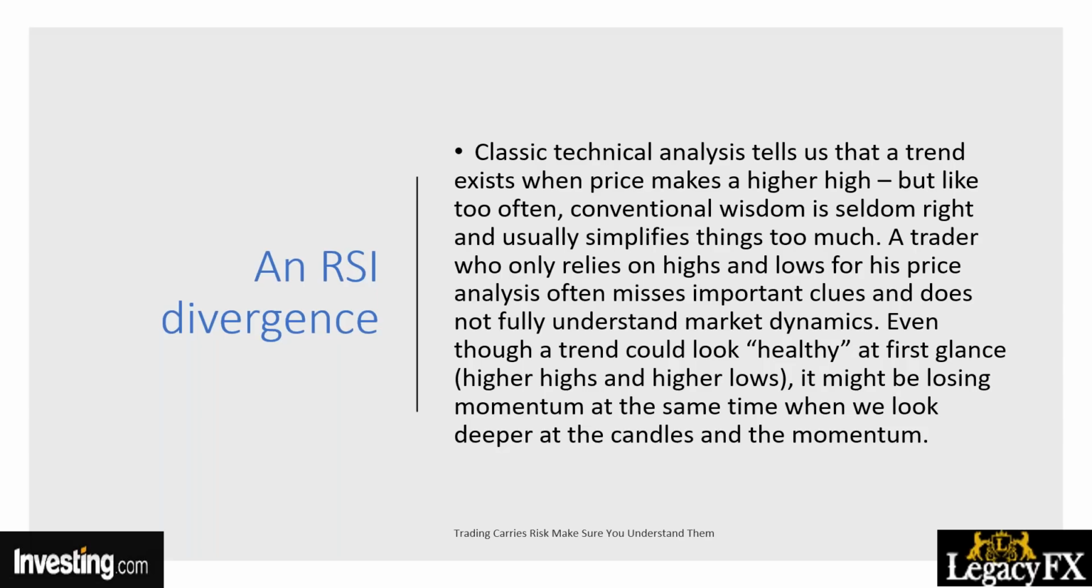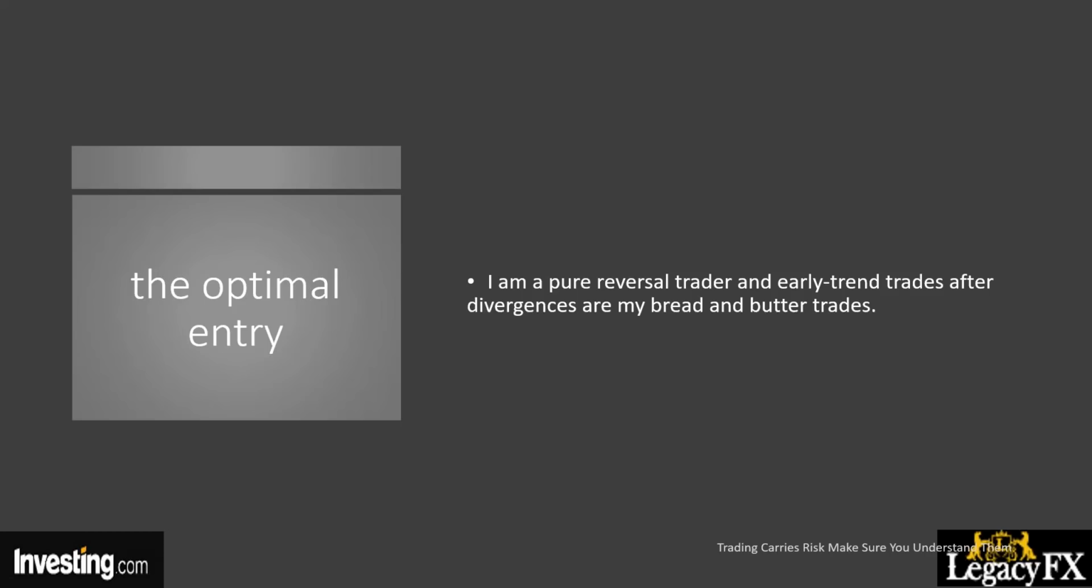Classical technical analysis tells us that a trend exists when price makes higher highs. But too often, conventional wisdom is seldom right and usually simplifies things too much. A trader who only relies on highs and lows for his price analysis often misses important clues and does not fully understand the market dynamics. Even though a trend could look healthy at first glance, meaning it's making higher highs and higher lows, it might be losing momentum at the same time. So when we look deeper at the candles and the momentum, you might see something that gives you a better opportunity. Now, I'm a pure reversal trader, and early trend trades after divergence are my bread and butter.